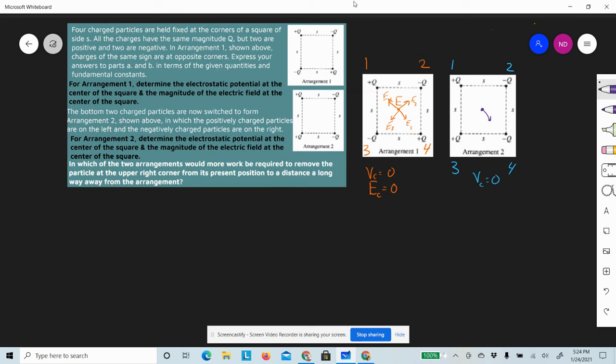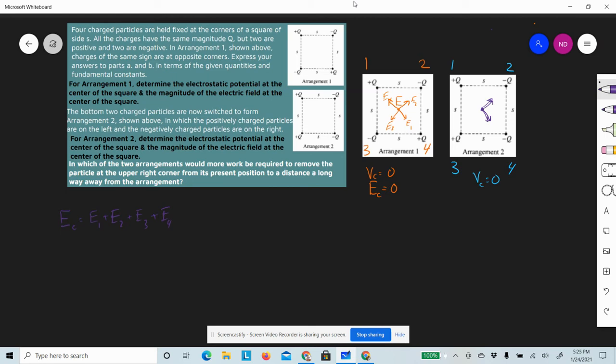The electric field is into 2. The electric field is out from 3, and the electric field is into 4. Ooh, so this is definitely not going to be 0. Okay, we're going to have to add these vectorially. The electric field strength at the center is going to be the electric field from 1 plus the electric field from 2 plus the electric field from 3 plus the electric field from 4. But we're going to end up having to add these vectorially.